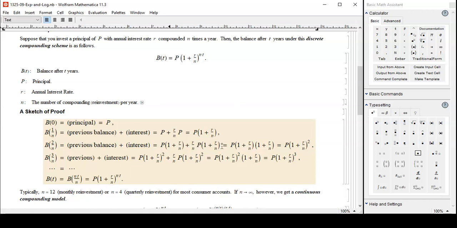And then let's do some algebra. Factor P times 1 plus R over n out. Then everything is out here, so it's going to be 1, and then R over n. So 1 plus R over n. Wait a minute, we have the same thing here, so that thing's squared. That is my balance after the second compounding period, like second quarter or second month.